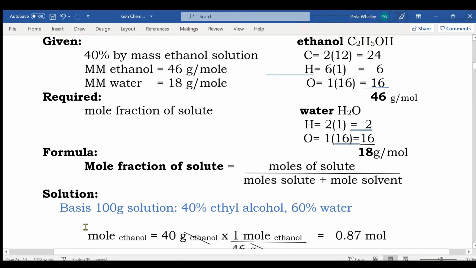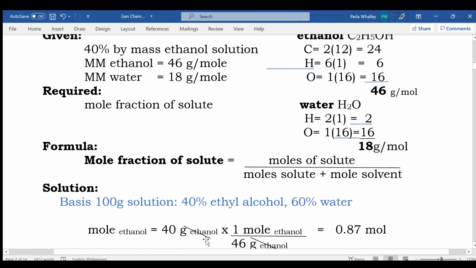The basis here, because the mass of the solution was not given, we will have the basis of 100 grams of solution. So 40% ethanol will give us 40 grams of ethanol. If the solution has 40% ethyl alcohol, that means the water would be 60%, with a total of 100%. Okay?